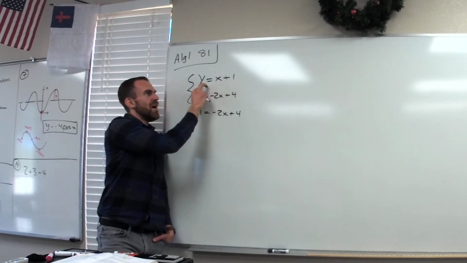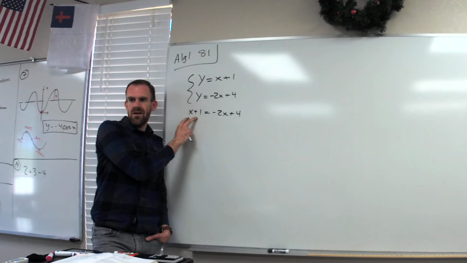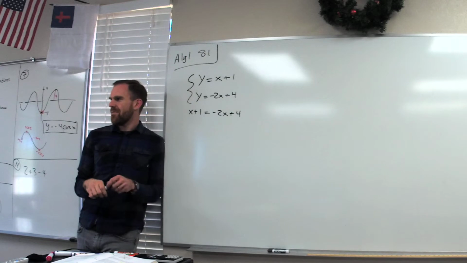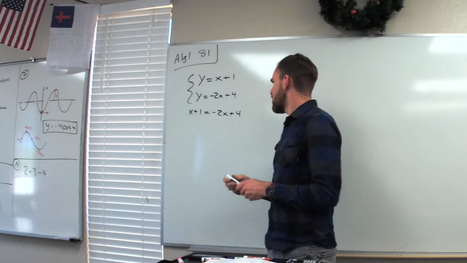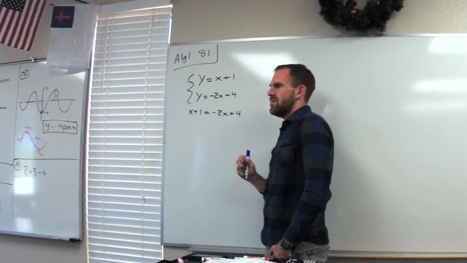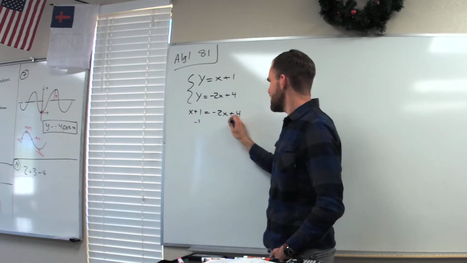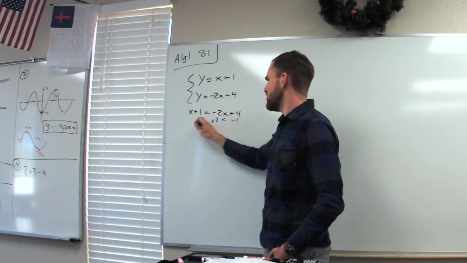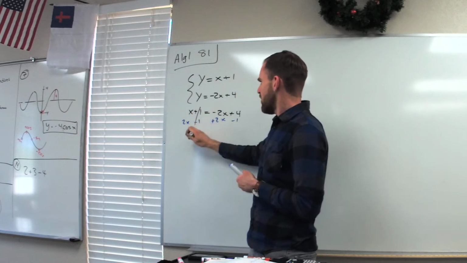Okay, so y equals x plus 1, so I'm going to plug in x plus 1 for y and get that. Now, how do I solve from here? Next step? We have x plus 1 equals negative 2x plus 4. Add, subtract, multiply, divide. I will subtract 1 from both sides and then add 2x to both sides. So you get on the left side, everybody, 3x.